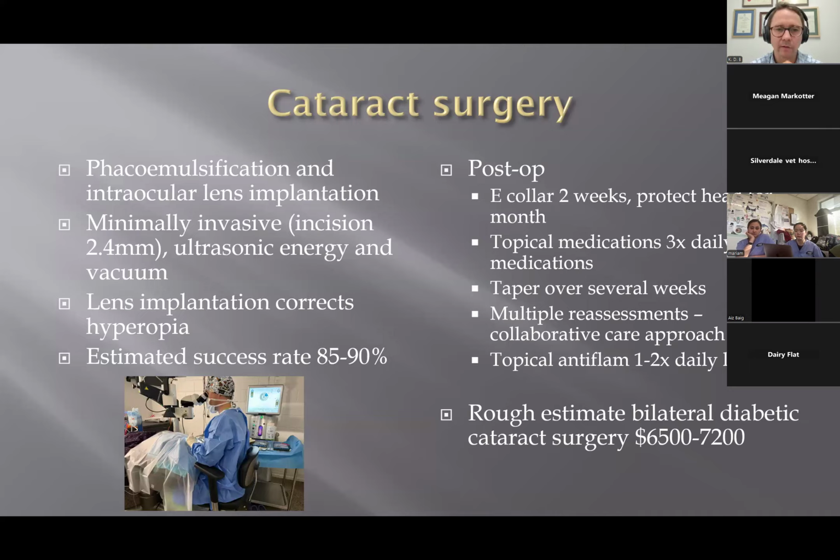Once all that cataractous lens has been removed, we implant an artificial lens in its place, which corrects them back to basically normal focusing ability. Estimated success rate for surgery, I advise people, is about 85 to 90%. So I would consider it a high success rate procedure, but we definitely have failures. It's not 100% successful.